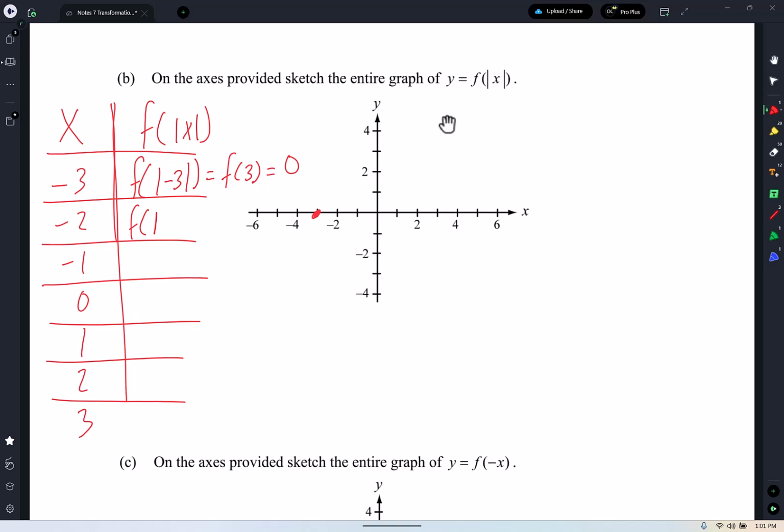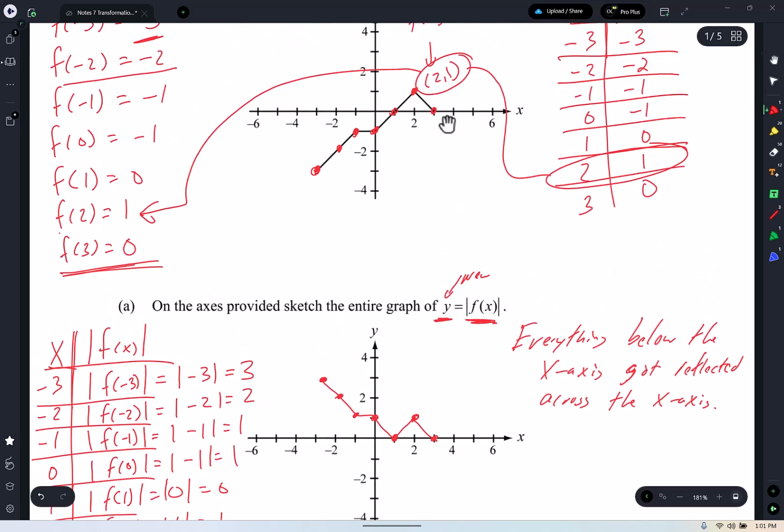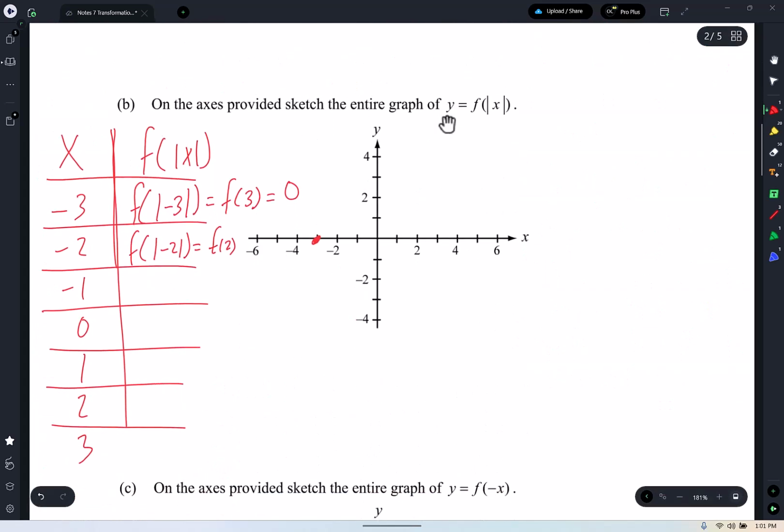F of the absolute value of -2 equals f of 2. F of 2 is 1. So this equals 1. So -2, 1 point. Does everyone see what we're doing?